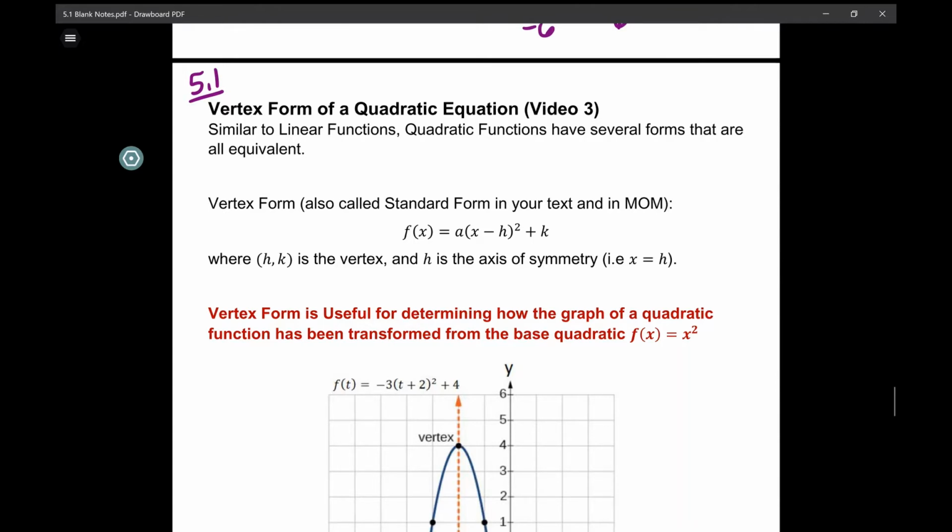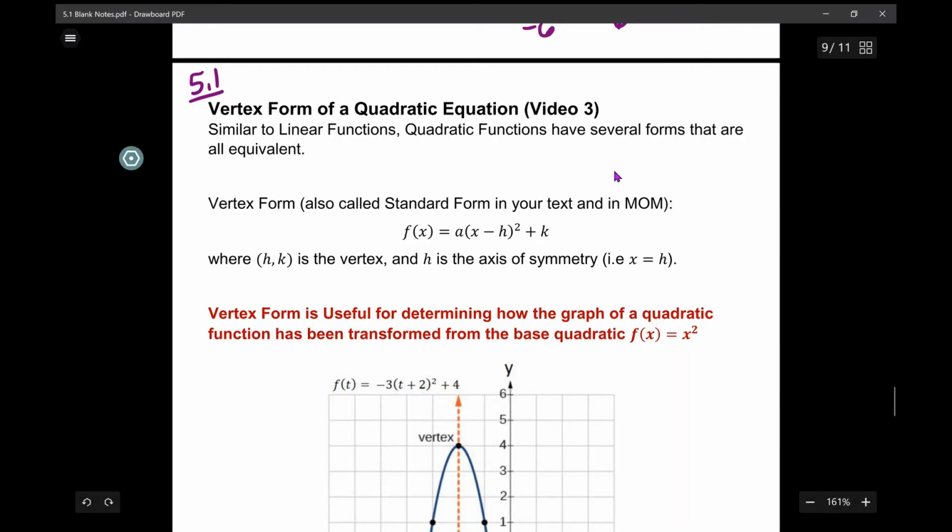All right, so vertex form looks like f of x equals a, the same a as in general form, (x minus h) squared plus k. And this form is convenient because if it's in this form, you can read right off what the vertex is. The vertex is (h, k).